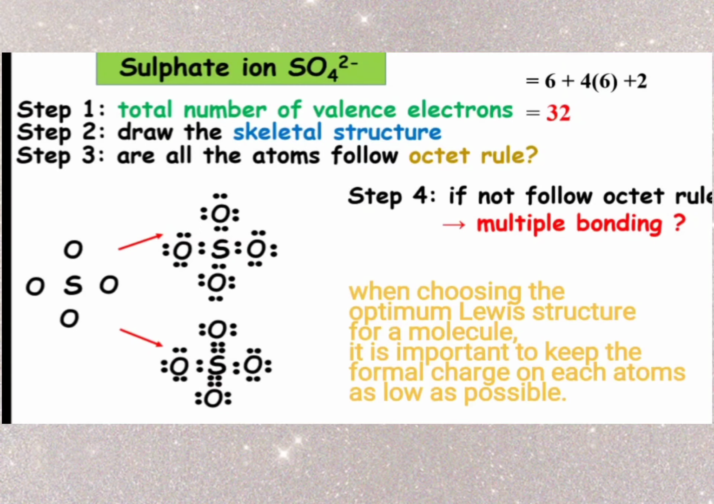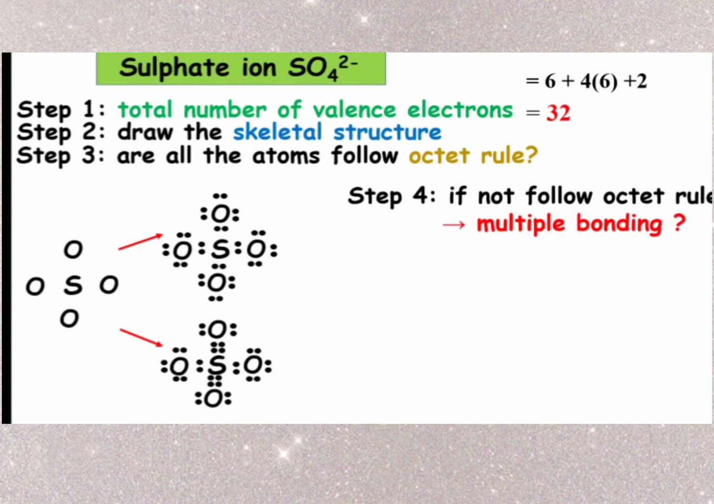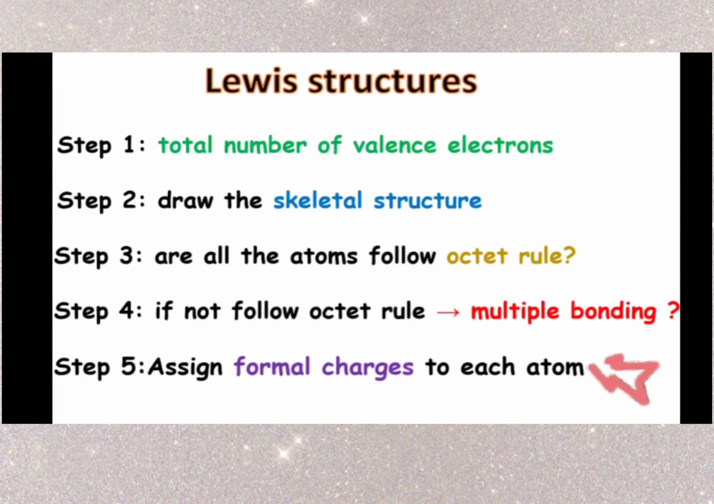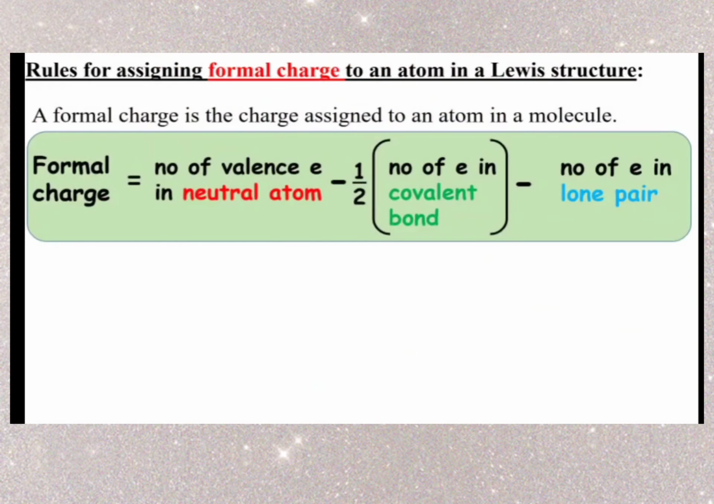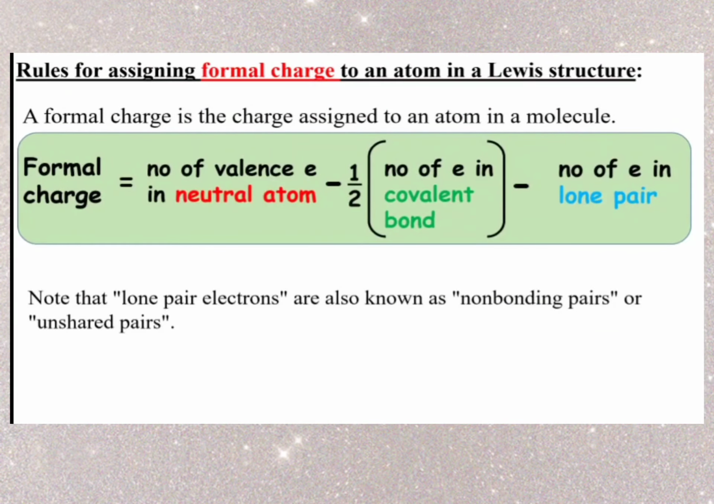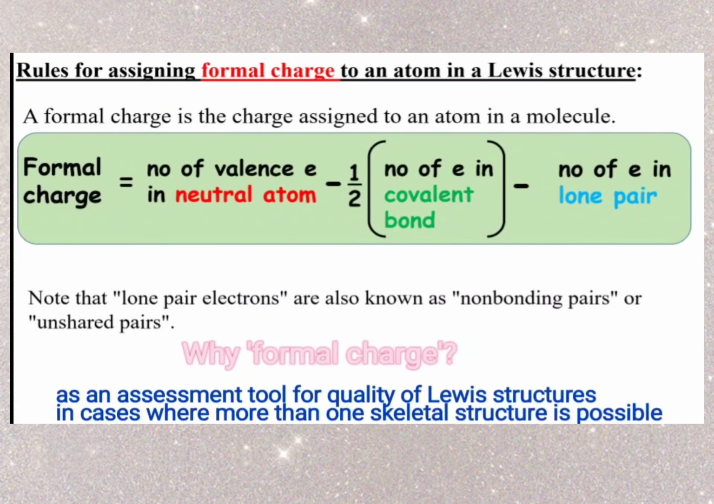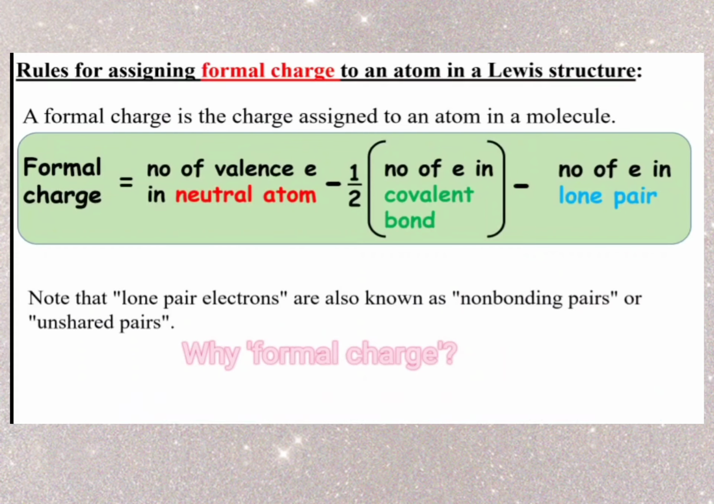Therefore, we need to calculate the formal charge to check whether all the constituent atoms are at their least possible formal charge value. Calculating the formal charge of each of the atoms in a molecule is the last step of drawing the Lewis structure. So, these equations can be used to determine the formal charge of an atom in a molecule. Always bear in mind that we use formal charge as an assessment tool for the quality of a Lewis structure in cases where more than one skeletal structure is possible.